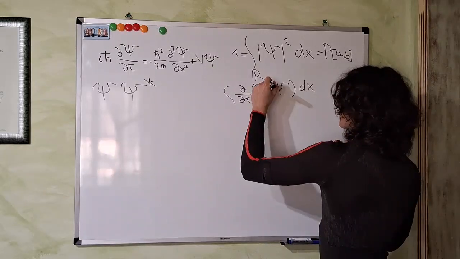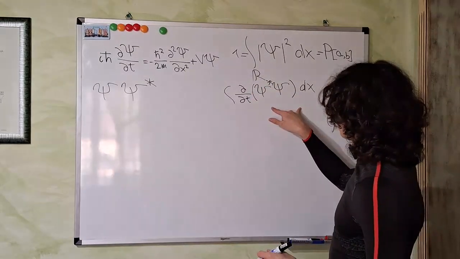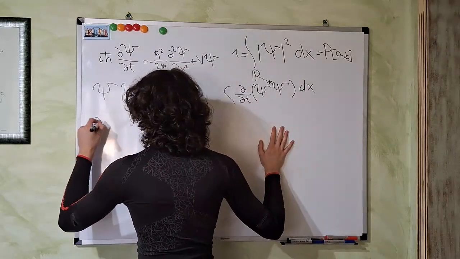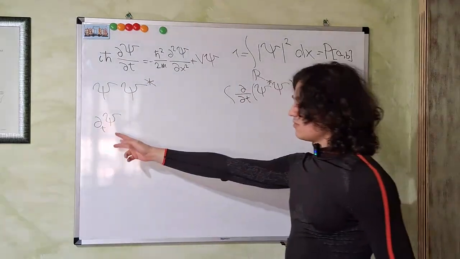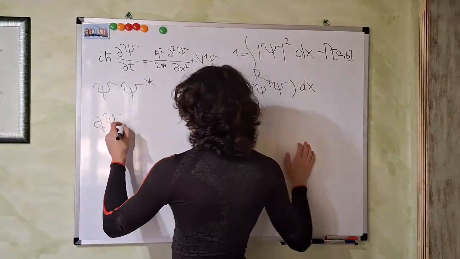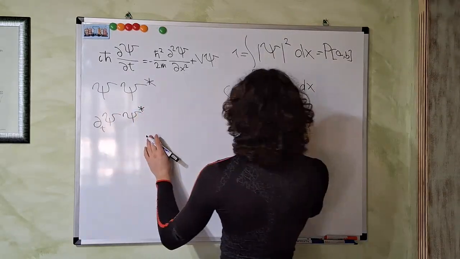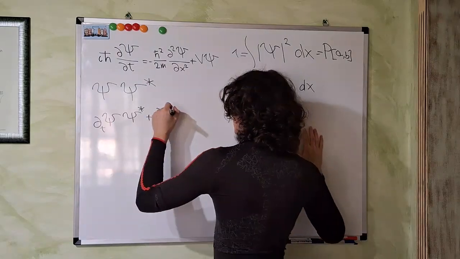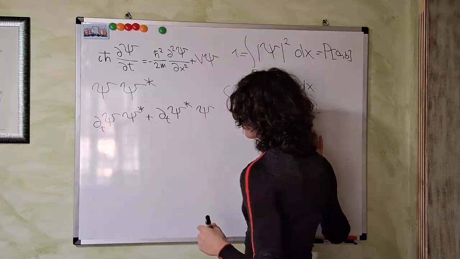So it becomes a partial derivative, and I want to find the derivative of this. Well, this is simple. We can apply the product rule. So we have d psi by dt, I'm using this notation because it's more compact sometimes, times psi star, plus d by dt of psi star times psi.